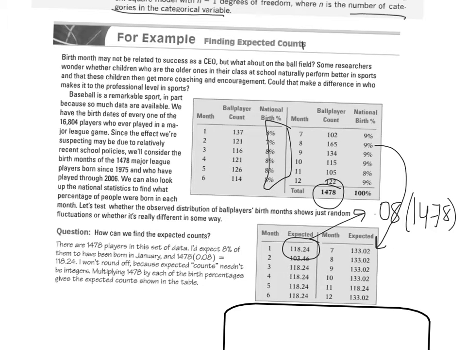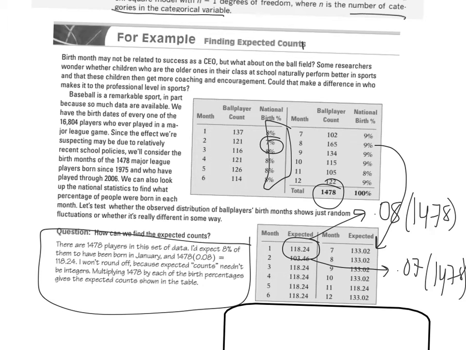And that also means that for the second month, they took 0.07, because notice in the second month it's 7%, and it's multiplied by the same number, 1478. So just be careful on that. They explain it here, and you can feel free to read why. Again, they don't round because the expected values don't need to be whole people right now, but we'll go on a little bit more with that in a little bit.